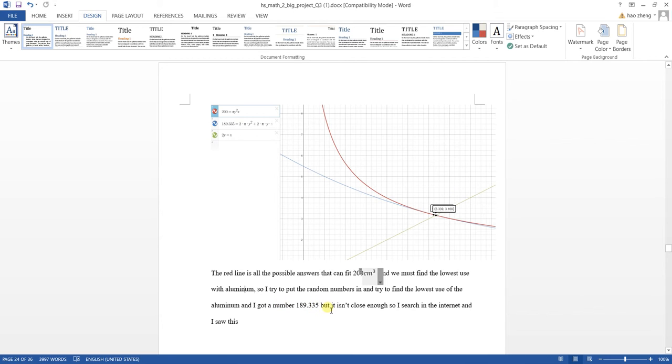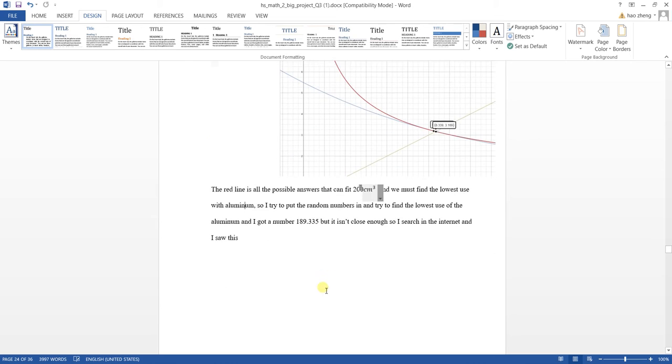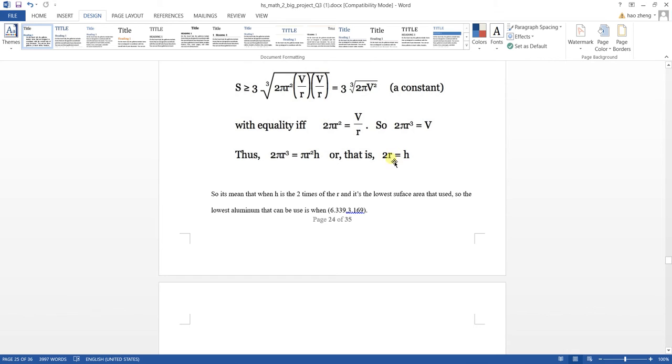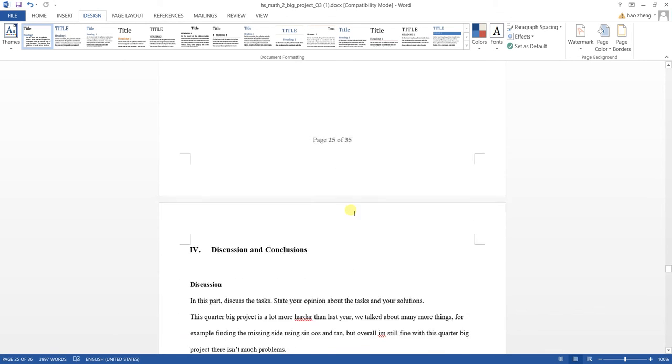I try to put random answers and try to find the lowest use of the aluminum, and I got the number 189.335, but it isn't close enough. So I searched the internet and I saw this shows when it's the lowest point. So the final thing is 2r equals h. So it just means that when the h is 2 times the r, then it's the lowest surface area used. So the lowest aluminum that can be used is when it is this answer, because I put it in the decimals and it shows me.